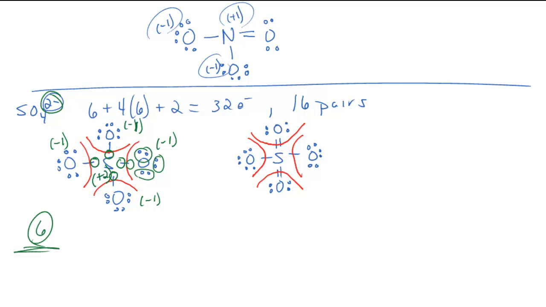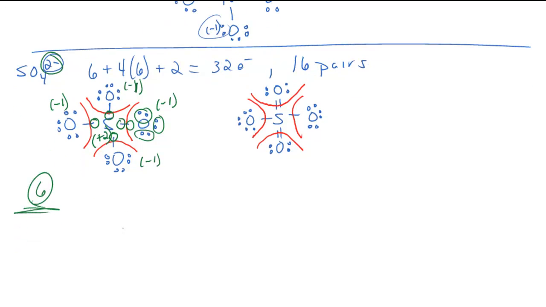Okay, that's kind of a mess. Let me just kind of redraw that without putting all the lone pairs in. All right, and what we see for our formal charge, -1 for each oxygen, and +2 for sulfur. All right, let's look at the structure on the right.